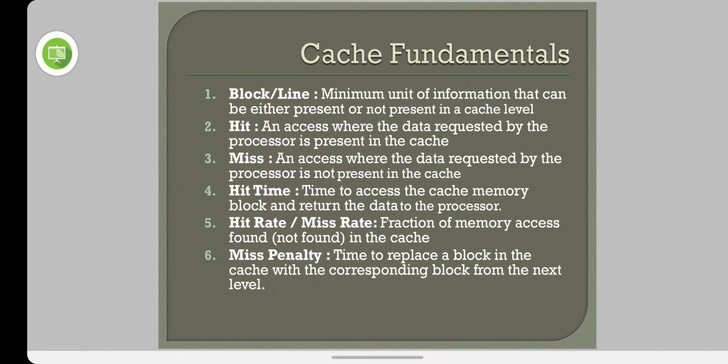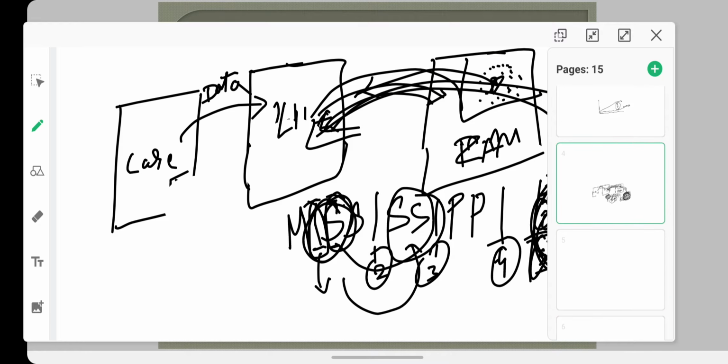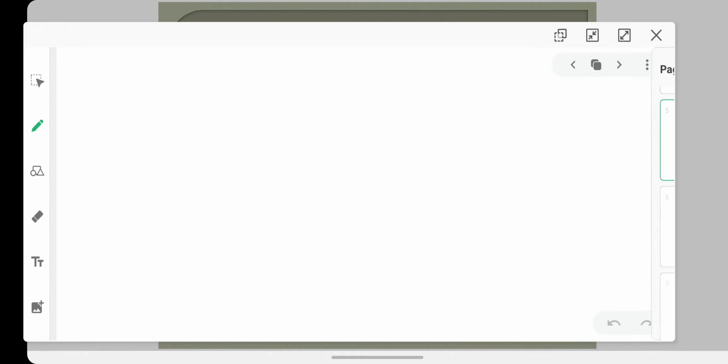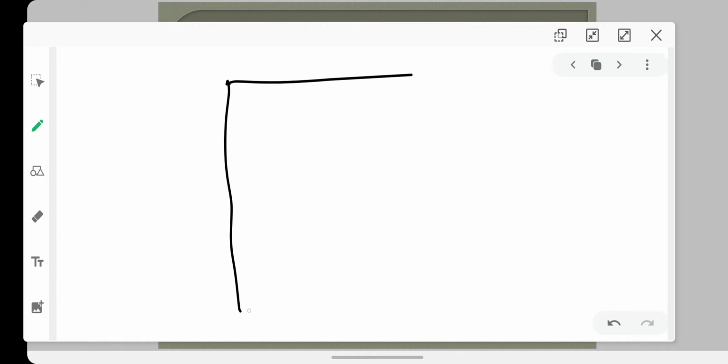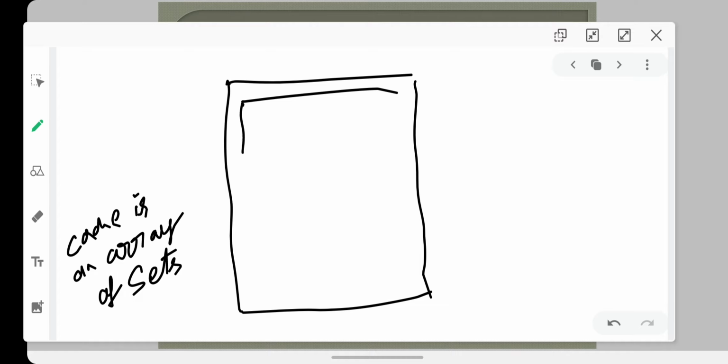Now coming to the cache fundamentals, let's say the block of cache now. Okay, so you have a cache block. Always, cache is an array of sets. Okay, so it is an array of sets. So you will have multiple sets in the cache.